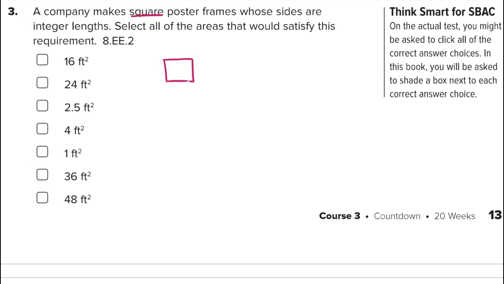Select all the areas that would satisfy this requirement. So what we're looking for is the area of a square. We're going to find the area of a square. So take a second. Do you still remember what the area of a square is? Think about it. Write it down on your paper.